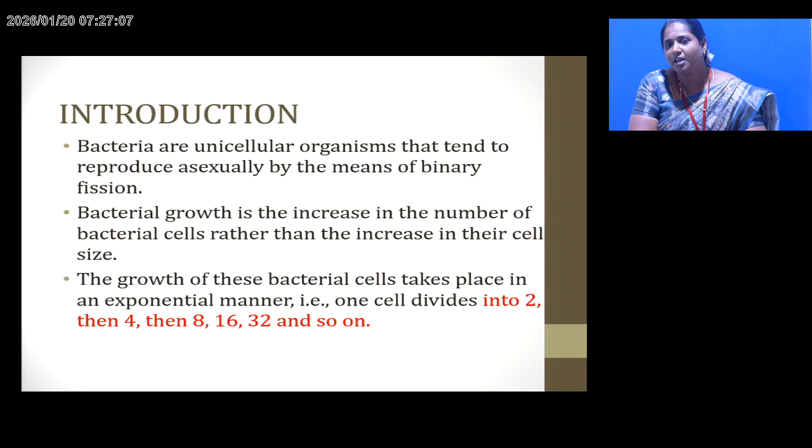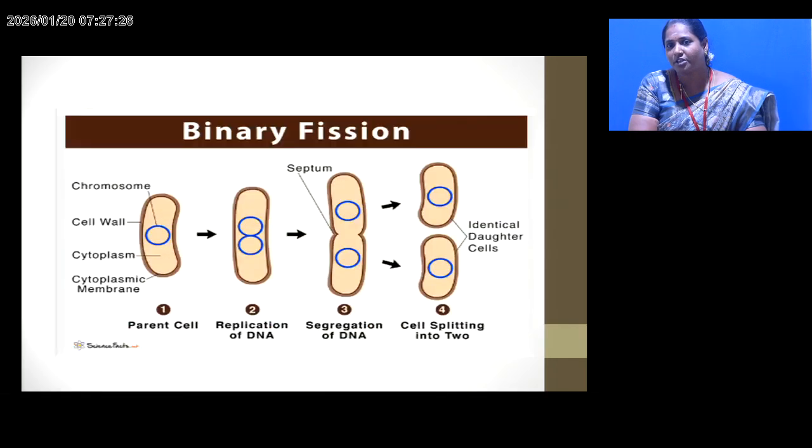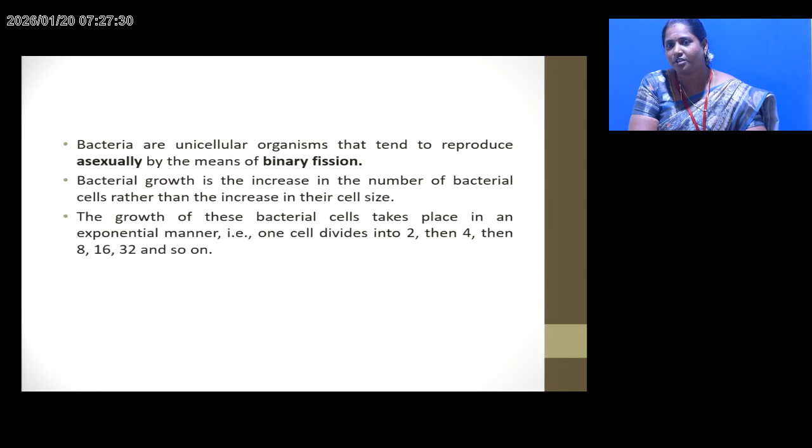Introduction. Bacteria are unicellular organisms. They reproduce asexually by binary fission. One cell divides into 2, and then 4, then 8, 16, 32 and so on. This is called binary fission of bacterial reproduction. The image shows the binary fission of bacterial reproduction.